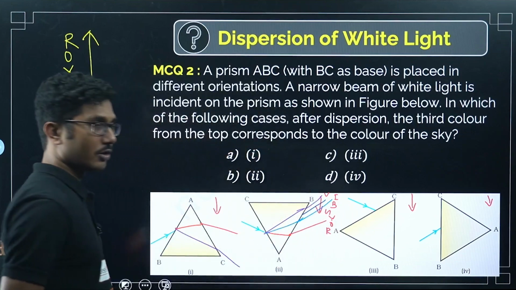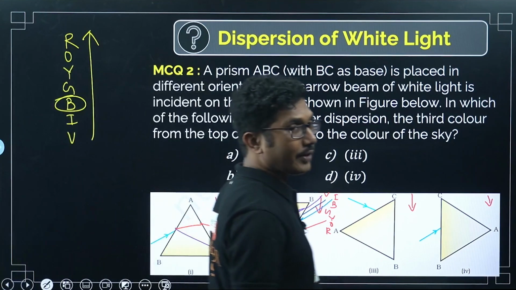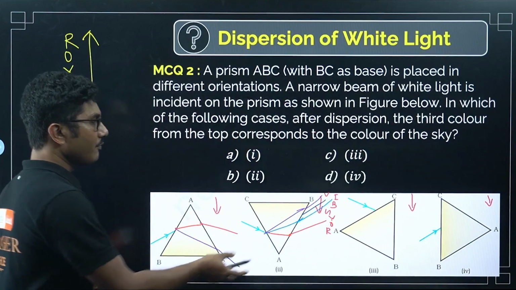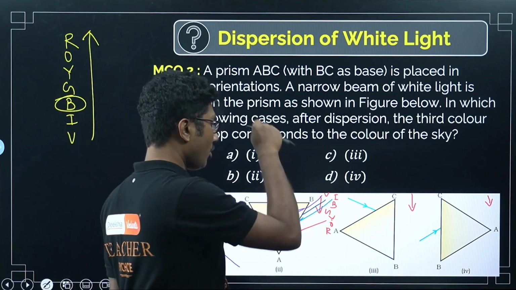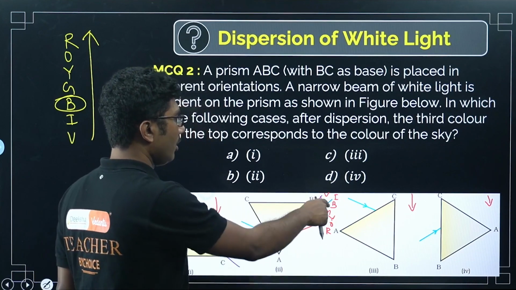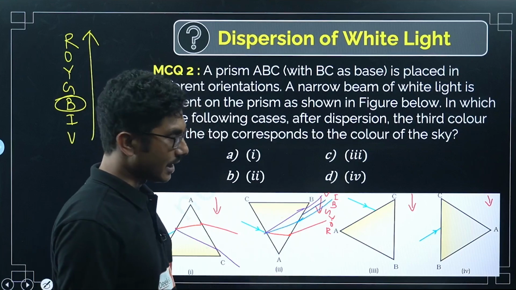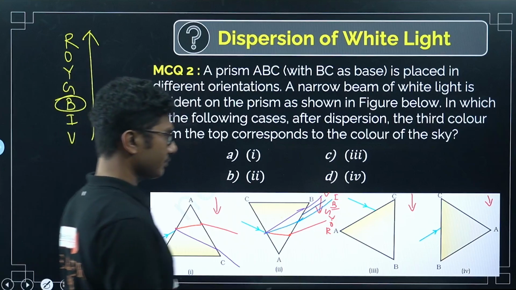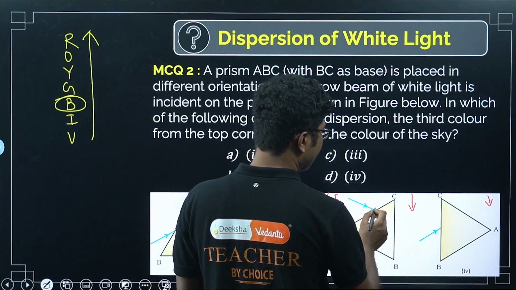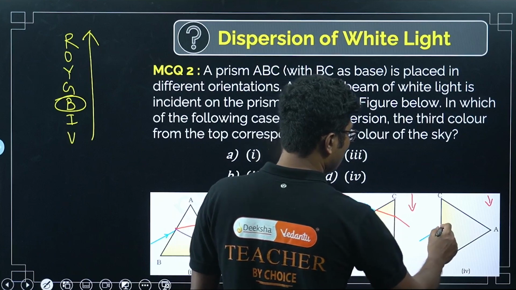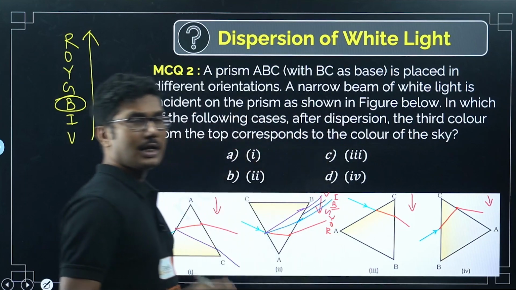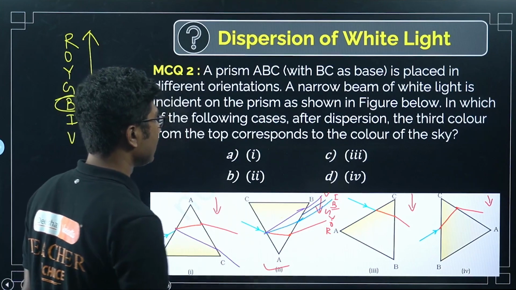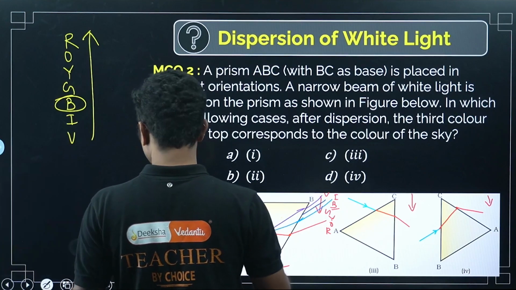I don't have the space to draw all colors, but you should remember that VIBGYOR is normally from down to up. So if you reverse the prism, the VIBGYOR will be from top to below. To obtain the blue color, that is the color of the sky, you have to reverse the prism. In the other case also red will be scattered the least, so it will be on top, and you will not get the desired VIBGYOR. The only way to get the answer is option 2, so the correct answer is option 2, that is option B.